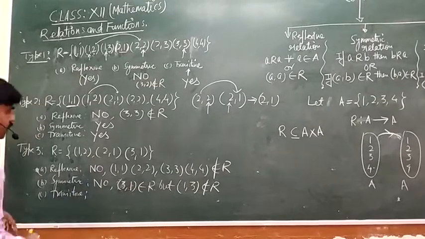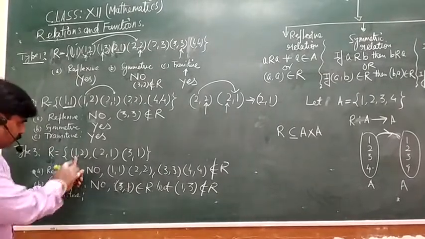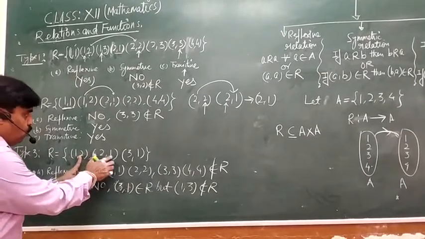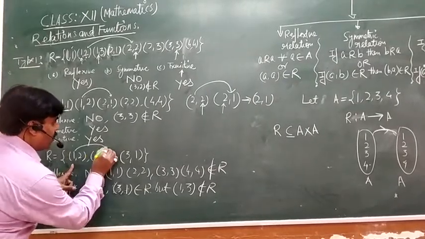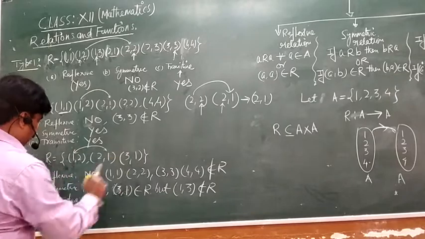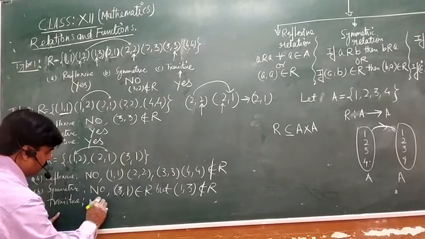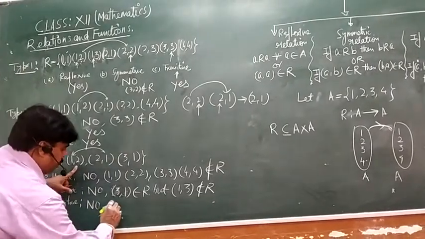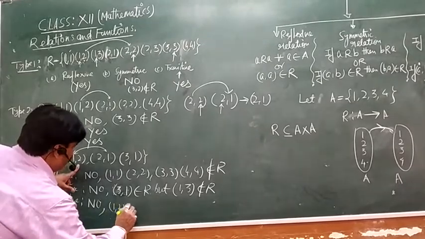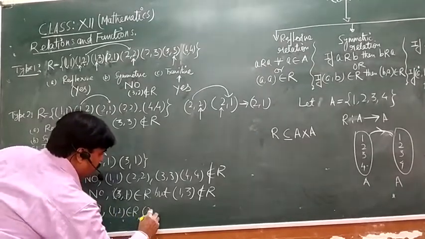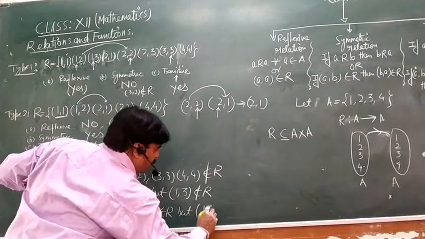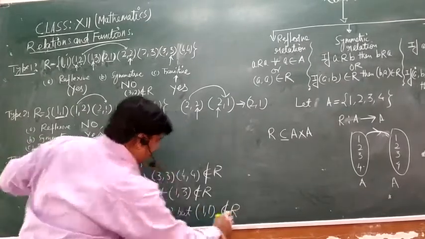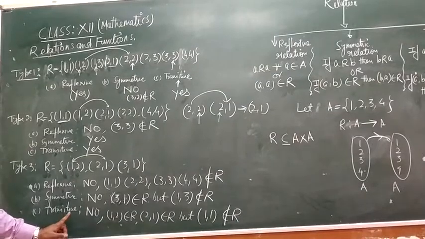Now see the transitive. Same. Here is 1, 2, 2, 1. Now we will check for 1, 1. So 1, 1 is not here. So this is not transitive. So you can say this is no. Like here you can say 1, 2 belongs to R, 2, 1 belongs to R, but 1, 1 does not belong to R. So that's why you can say this is not transitive.